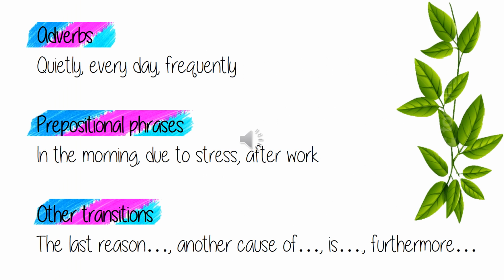Another way to create sentence variety is the way we start our sentences. One way to change the beginning of a sentence is to add an adverb. Remember, adverbs often end with -ly, so those -ly words. But we have other adverbs, like "every day," which is an adverb that doesn't end in -ly. So if you start a sentence with an adverb, that's a way to create variety.